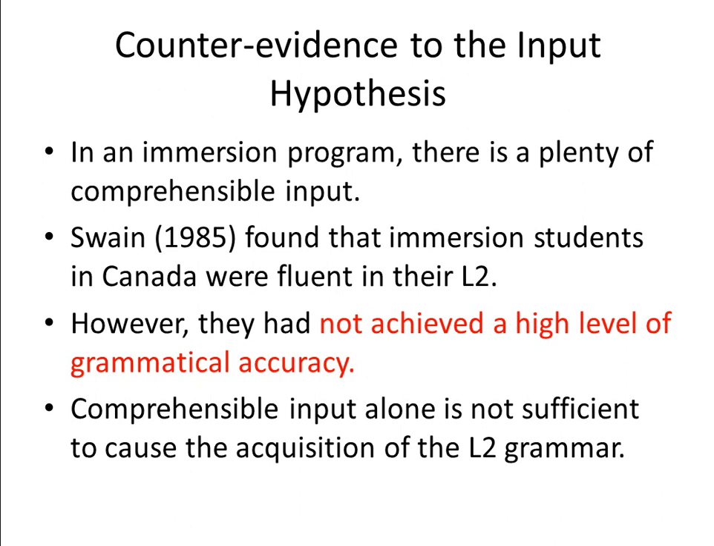actually, it's often the case that they have not achieved a high level of grammatical accuracy. This is exactly what Swain found in the immersion students that she studied. Those immersion students had not achieved a high level of grammatical accuracy, even though they could speak their second language fluently. So it seems that comprehensible input alone is not sufficient to cause the acquisition of the second language grammar. So what is the problem?